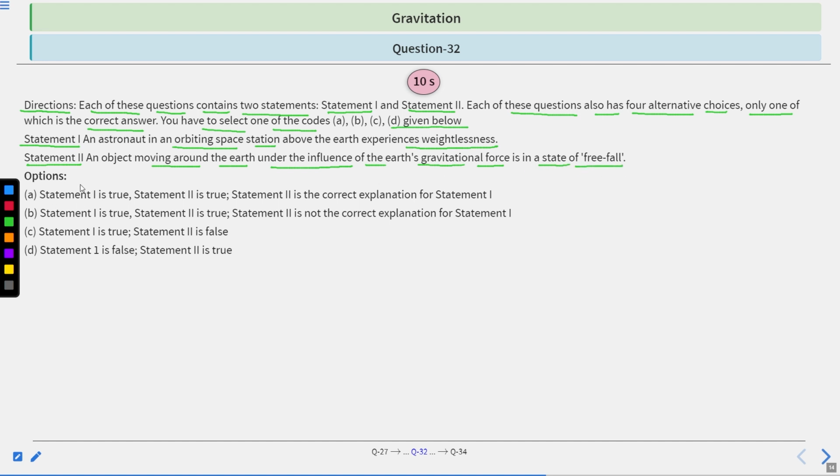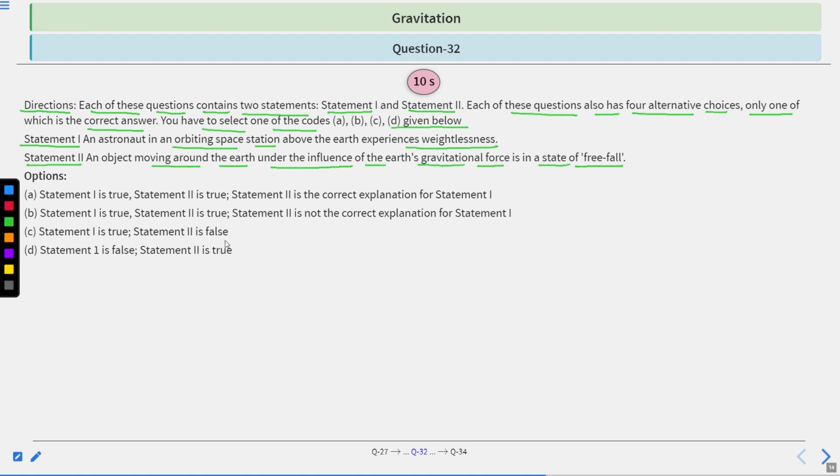So, which option is correct? The given options: option A, statement first is true, statement second is true, statement second is the correct explanation for statement first. Option B, statement first is true, statement second is true, statement second is not the correct explanation for statement first. Option C, statement first is true, statement second is false. And option D, statement first is false, statement second is true.